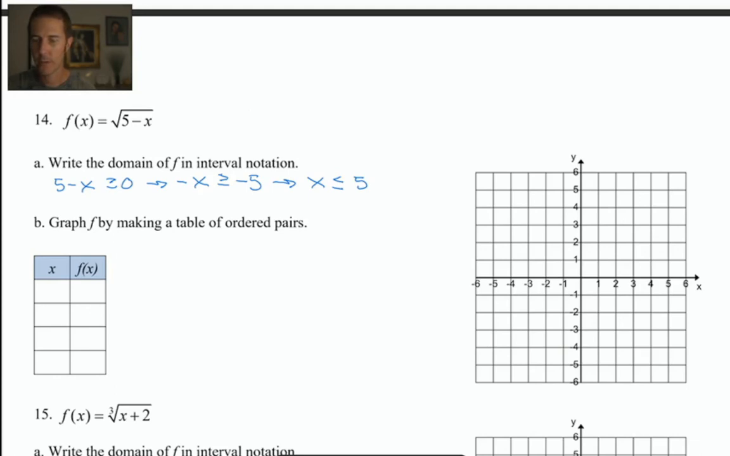I'm losing control over here. There we go. Okay, I think we're back on track. Everything's working. Sorry about that.